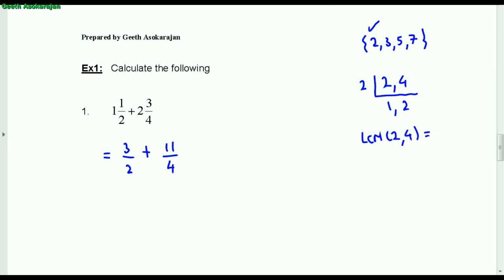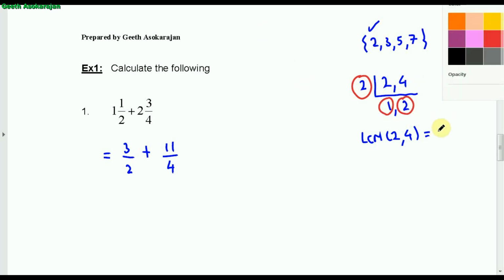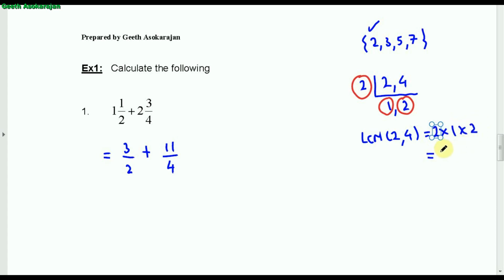So we say that the LCM of 2 and 4. So what we do now is, if I go to my red pen, I multiply the 2 by the 1 by the 2. So if I change to my favourite colour blue, I multiply the 2 by the 1 by this 2. So 2 times 1 is 2, times 2 is 4.